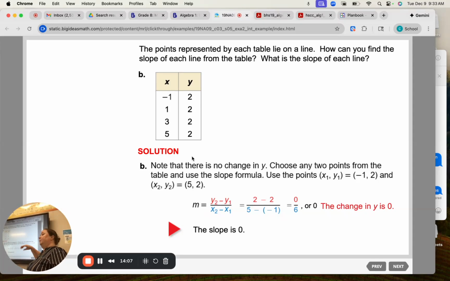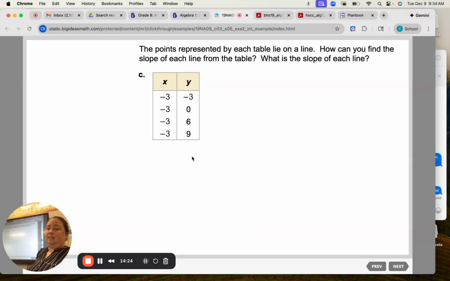If I had 6 over 0, what would it be? You can't, it would be undefined. You can't divide anything by 0. It creates a black hole in space, and we all get sucked up into space. No dividing by 0. All right.